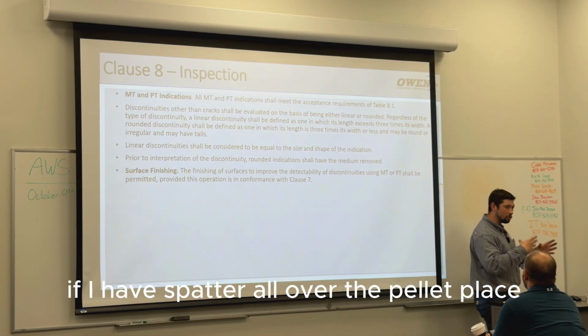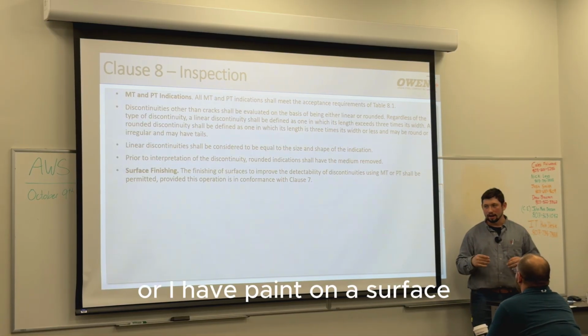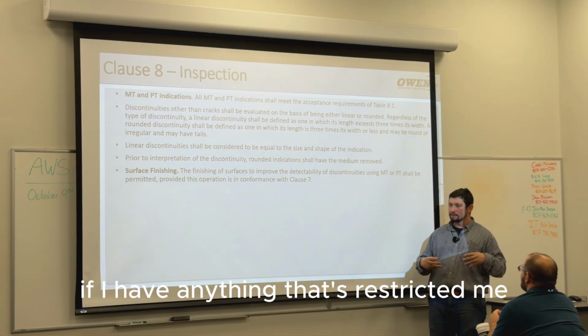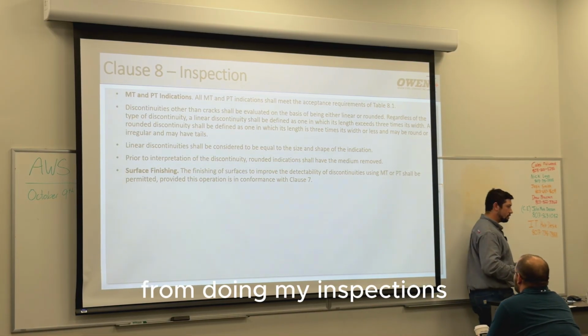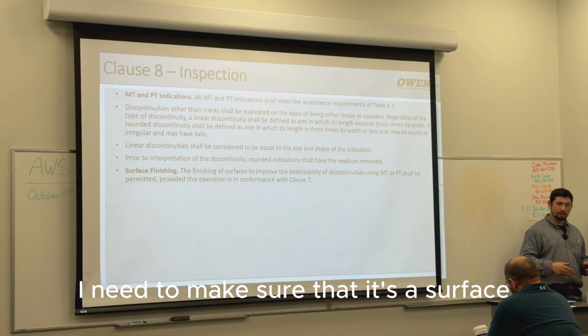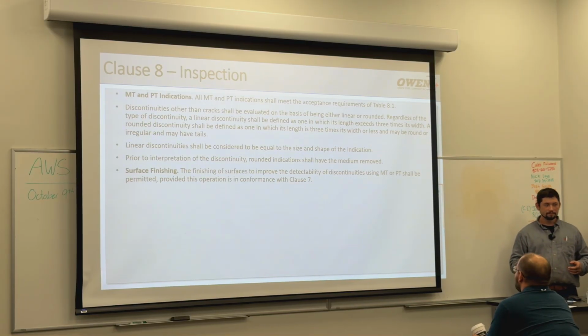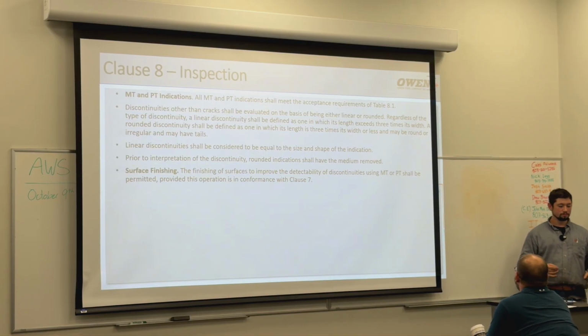If I have spatter all over the place, or I have paint on a surface, if I have anything that's restricting me from doing my inspections, I need to make sure it's not there. I need to make sure that it's a surface that's available for inspections to occur, right? Awesome.